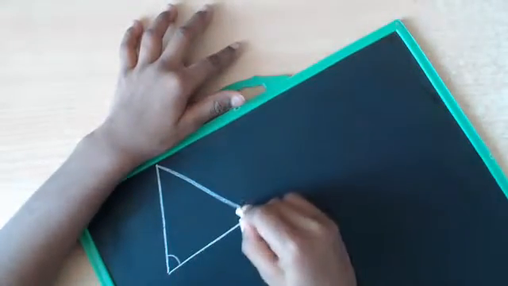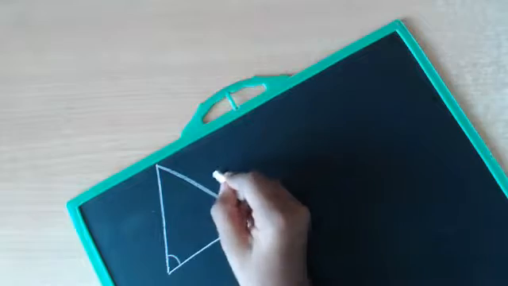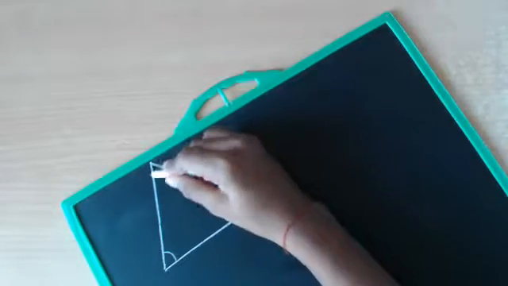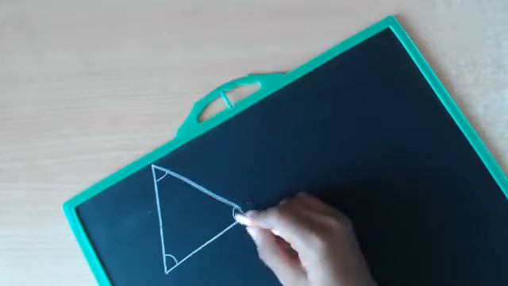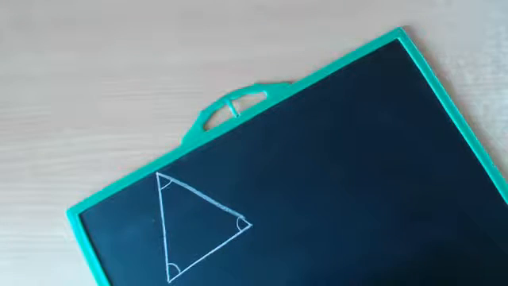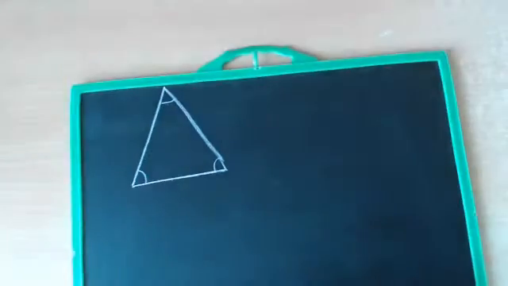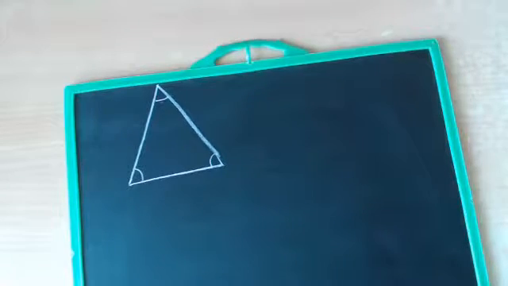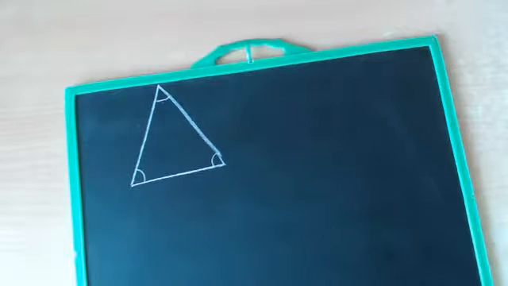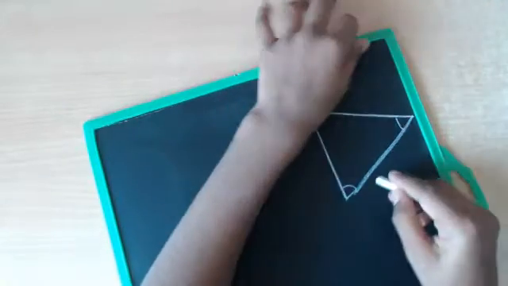In an isosceles triangle, if these two angles are equal, then these two sides are equal. An isosceles triangle is a triangle in which any two angles and their opposite sides are equal. Now let's go to similar triangles.